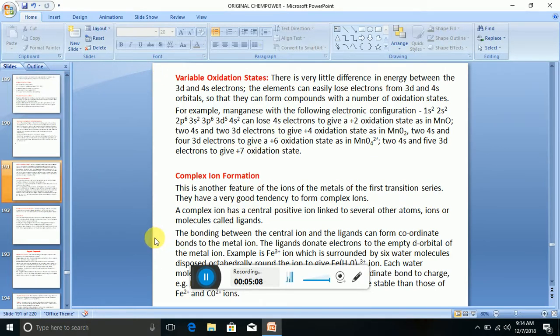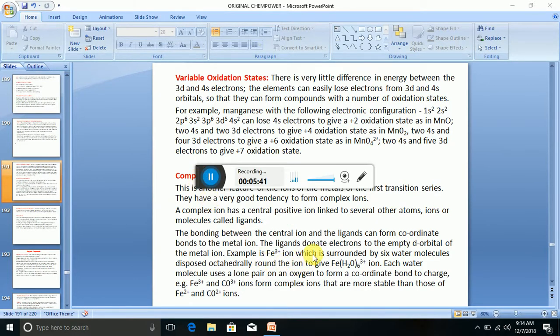Another very important characteristic of transition elements is their ability to form complex ions. This is another feature of ions of the metals of the first transition series. They have a very good tendency to form complex ions. A complex ion has a central positive ion linked to several other atoms, ions or molecules called ligands. The bonding between the central ion and the ligands forms coordinate bonds to the metal ion. The ligands donate electrons to the empty d orbital of the metal ion.